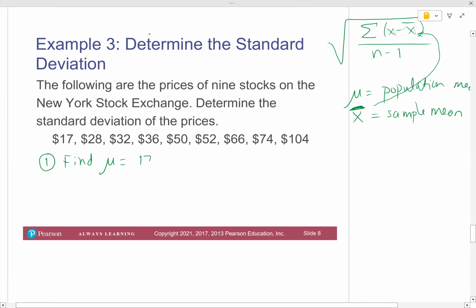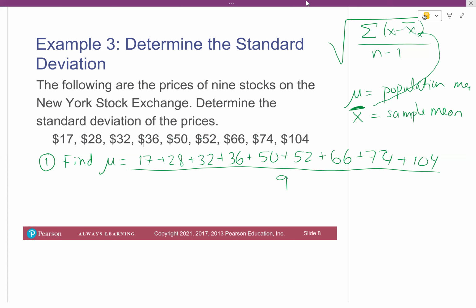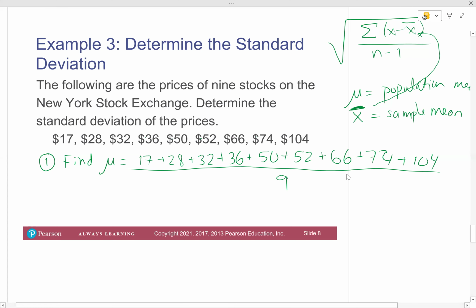That's where I just add all the data values. I'm just looking above: 17, 28, 32, 36, 50, 52, 66, 74, 104, and then divide by the number of data values. How many are there? 1, 2, 3, 4, 5, 6, 7, 8, 9, I think. I'm going to go ahead and add those and then divide by 9. Okay, and I got 459. That's the sum in the numerator over 9. Let's see what that is. Looks like it's 51.